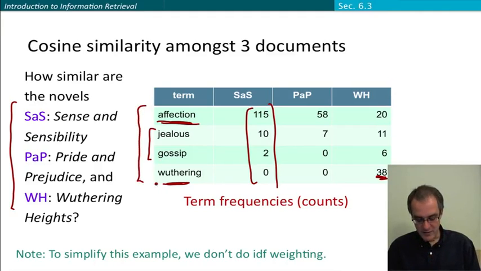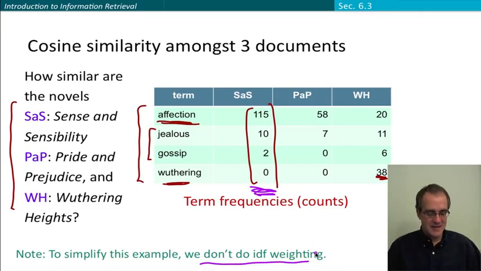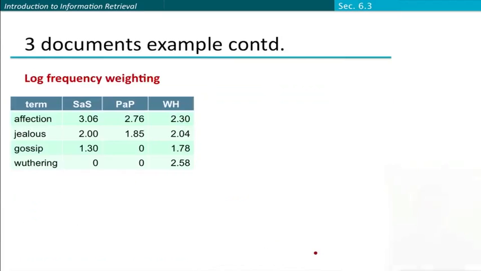And what we're going to want to do is take these term frequency vectors and turn them into length normalized vectors on the unit hypersphere. For this example, I'm just going to use term frequency weighting, and we're going to leave out IDF weighting to keep it a bit simpler. Let's see what happens on the next slide.